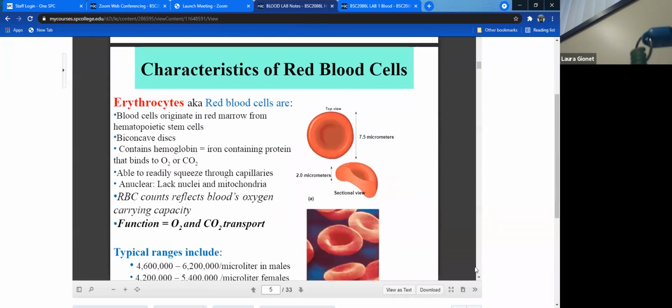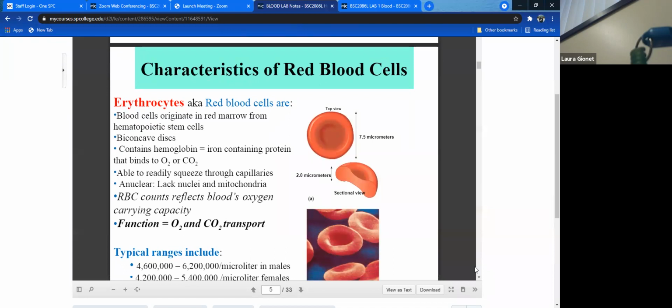All right, so characteristics of red blood cells. Not that you need to know everything about this, but this helps you formulate a good picture in your head as to what you're looking at here, how you might identify them on a slide histologically, and then functionally.